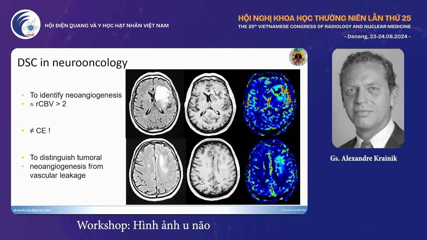Then we assume that the entire contrast through the brain parenchyma will get in and out. The fact is it's not always true. You see here a part of your contrast media gets out of the brain vessel. This is the first thing.